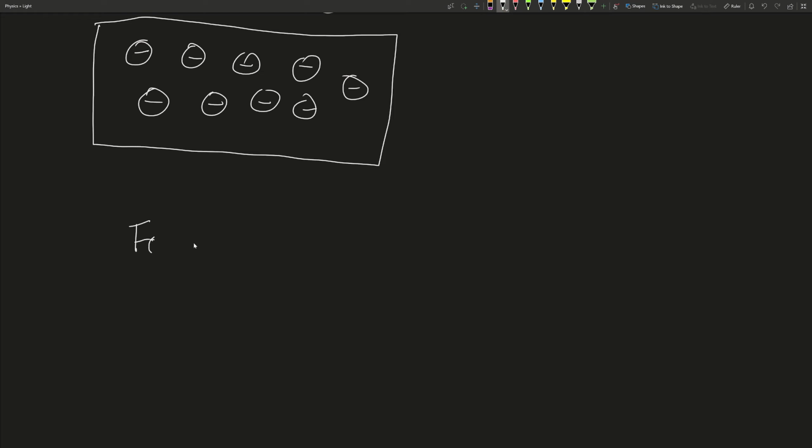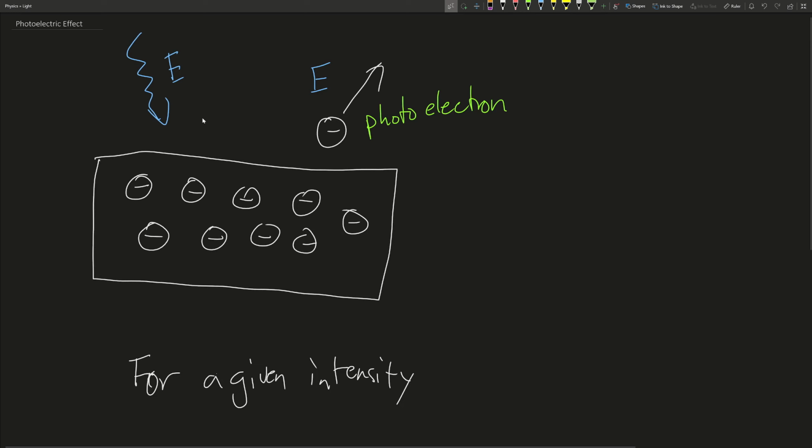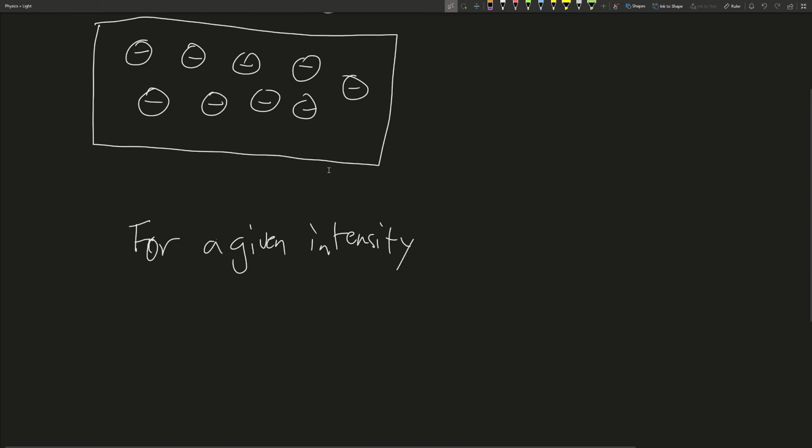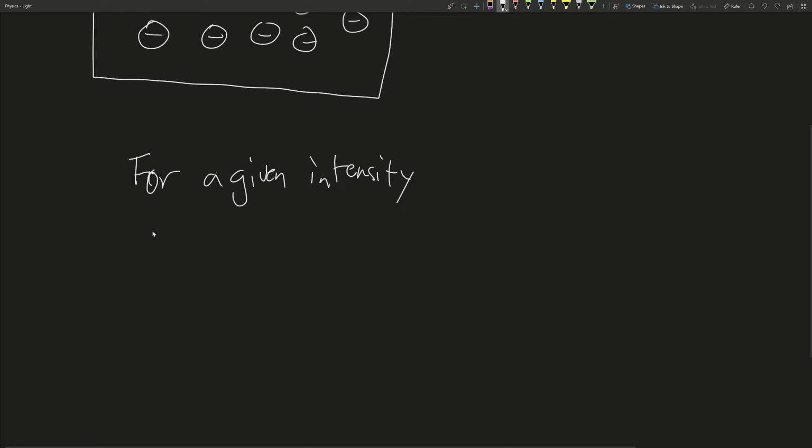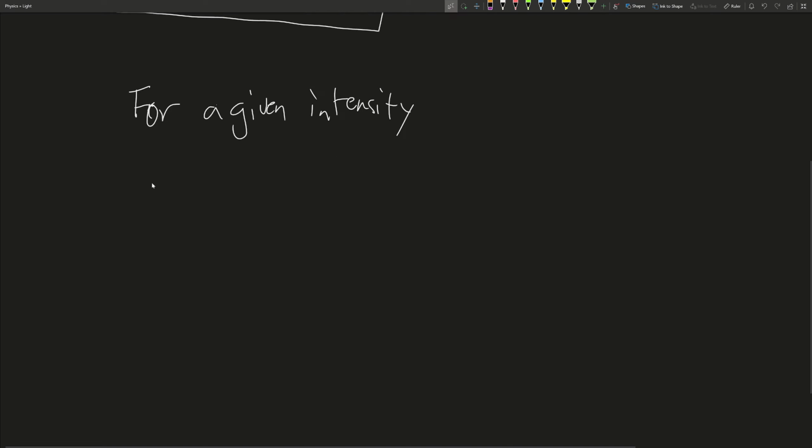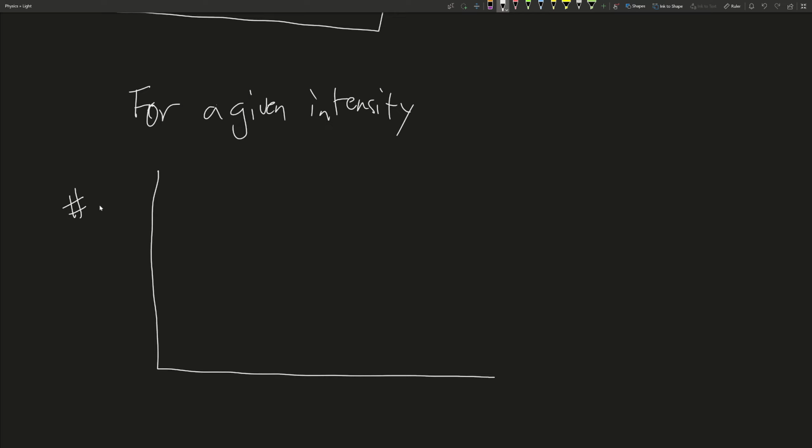Now, if we look at experimentally found results here, we see that for a given intensity of light, so if you shine a beam like a flashlight onto this material, for a given intensity of this light, if you graph the number of ejected electrons against the frequency of the incident light, so if you could change the frequency of it, this is the number of ejected electrons, and then this is the frequency.